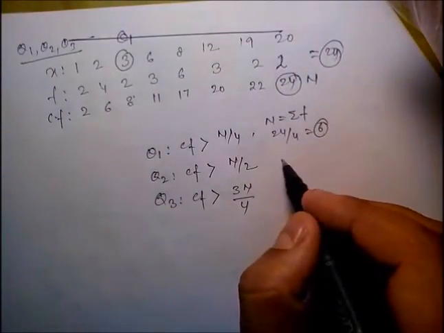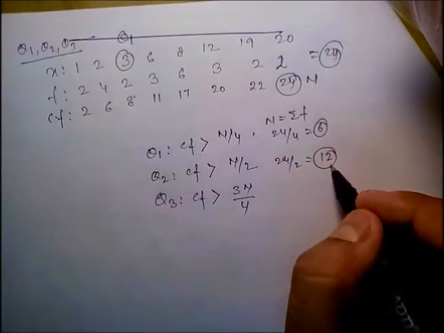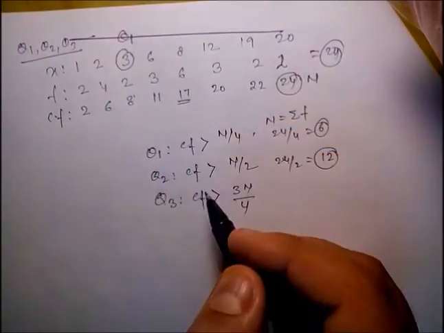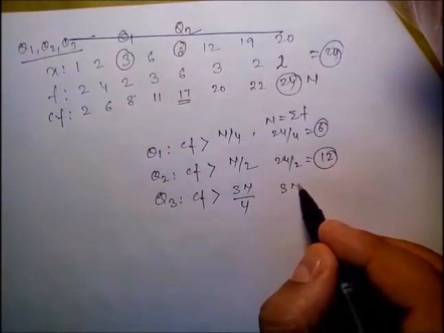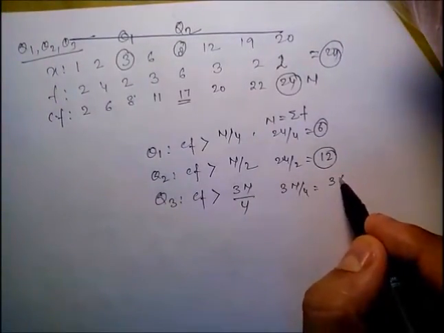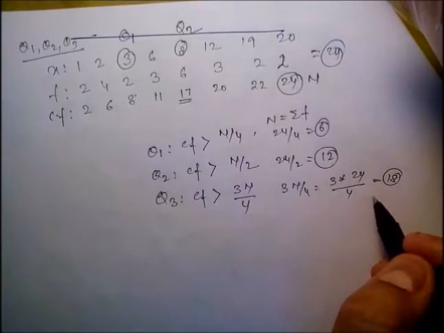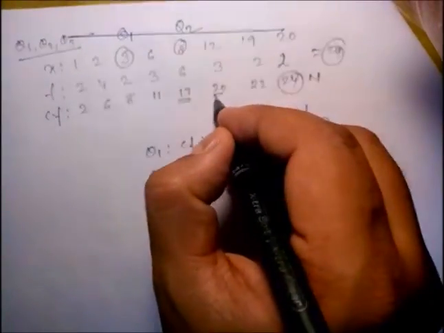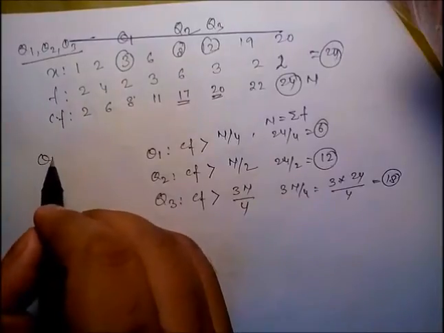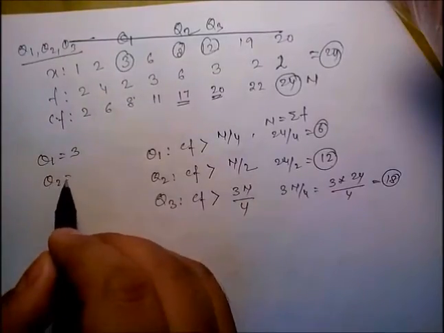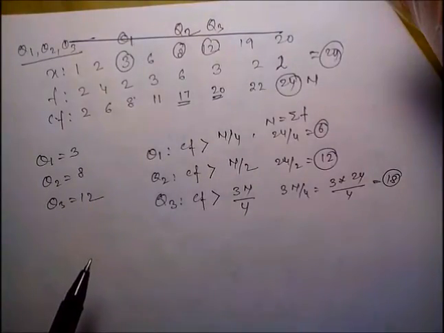Now n by 2, so 24 by 2, is 12. The CF just more than 12 is 17, so Q2 is 8. And 3n by 4 is 3 into 24 by 4, which is 18. The CF value just more than 18 is 20, so the Q3 value is 12. Clear? So Q1 is equal to 3, Q2 is equal to 8, and Q3 is equal to 12.